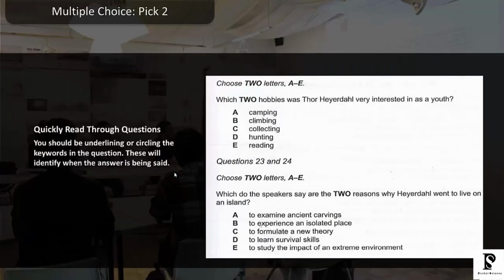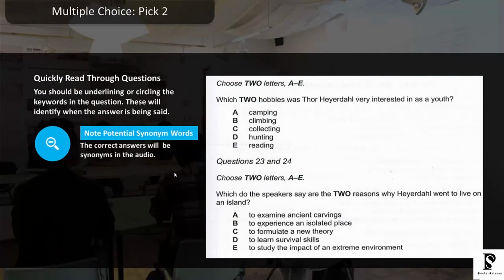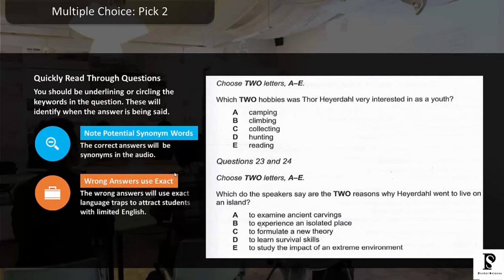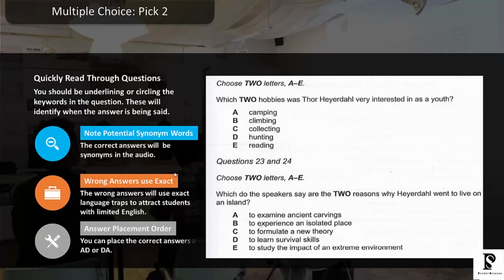Then you have the multiple choice question, which is a pick two style of question. Here they're asking you to make two choices. In the example to the right, it says, which two hobbies was Thor very interested in as a youth? And you have to pick the two choices that he says he was interested in. All right, the two choices.